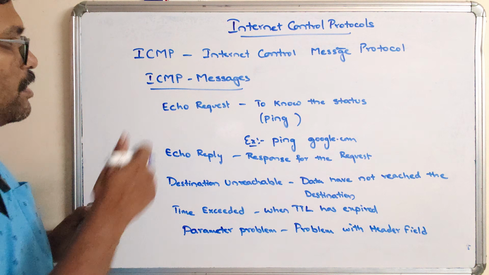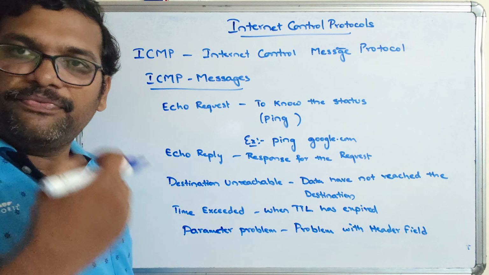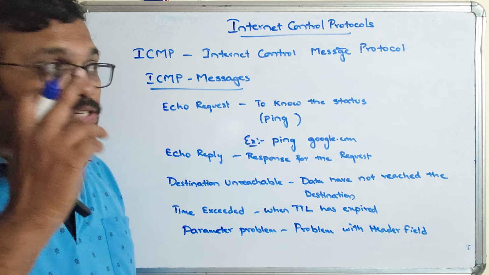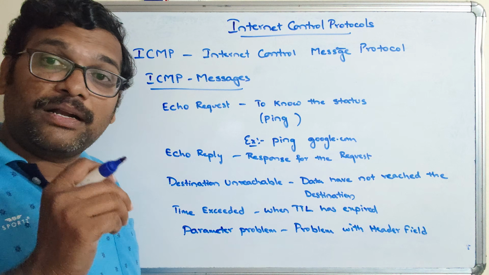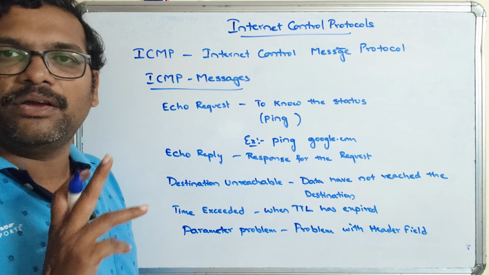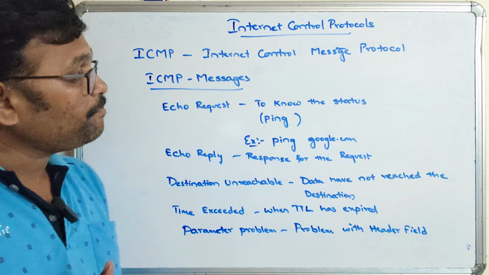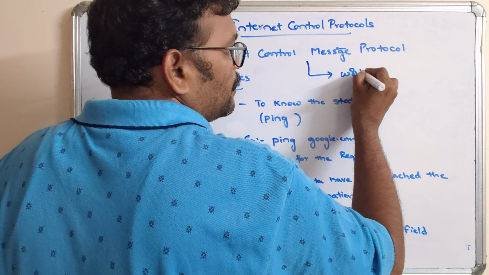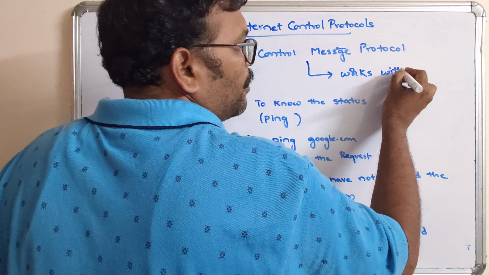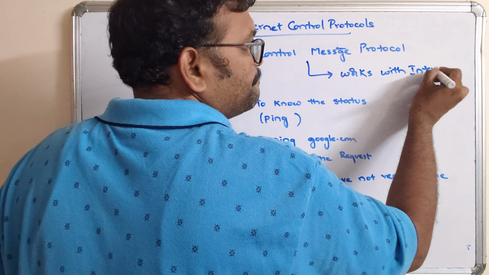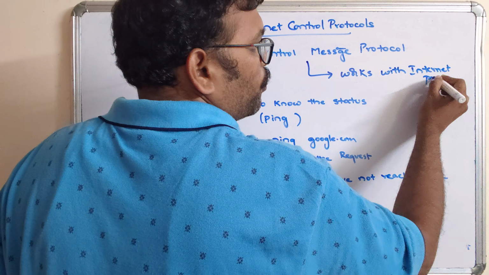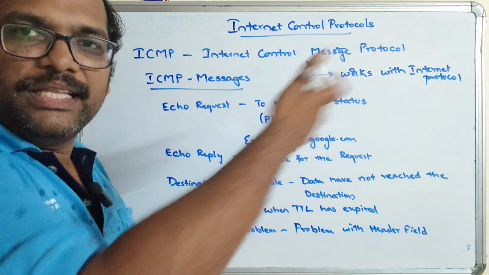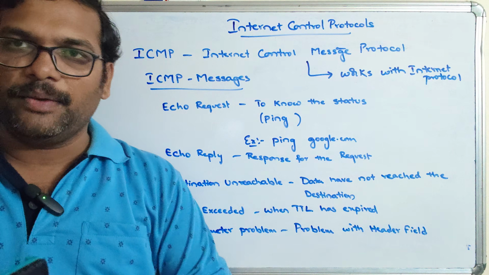Like this, messages will be sent if there is any problem with the packet or in the network. That's why we said network troubleshooting is one functionality of ICMP. This protocol works with the Internet Protocol. That's why we say Internet Control Message Protocol. All of these work along with the Internet Protocol.